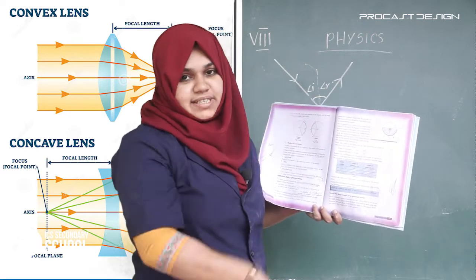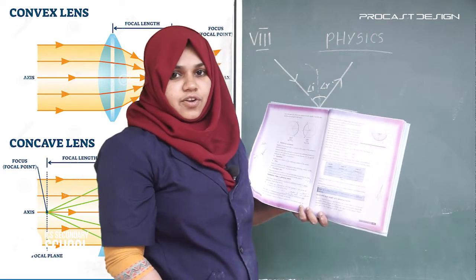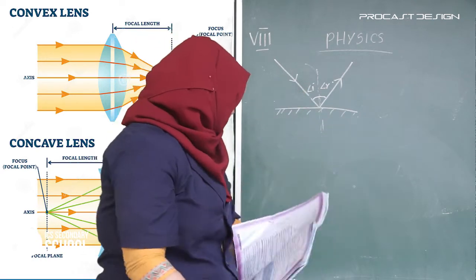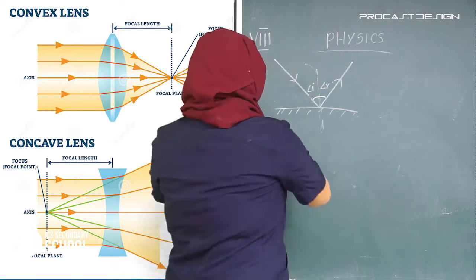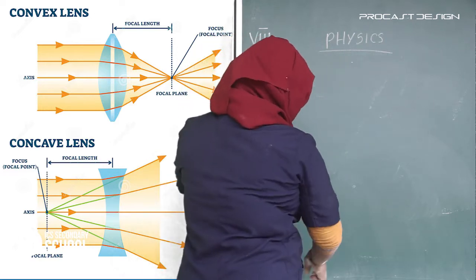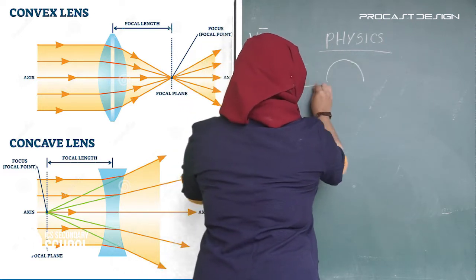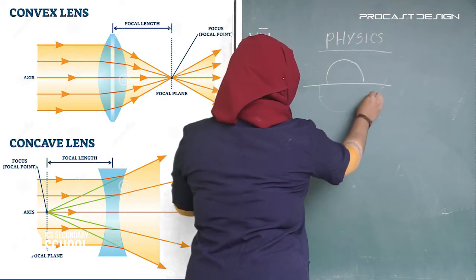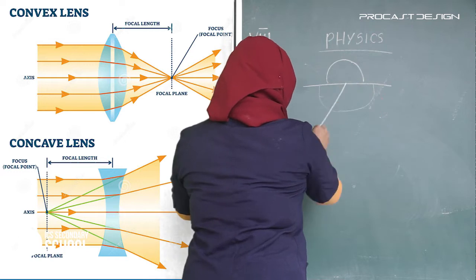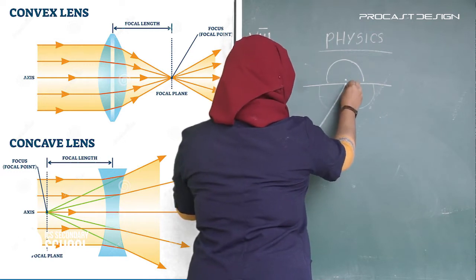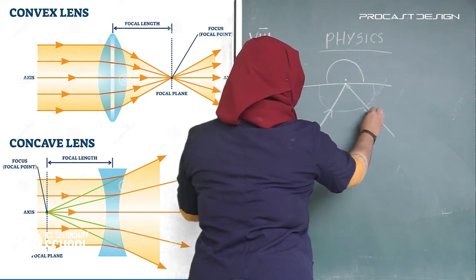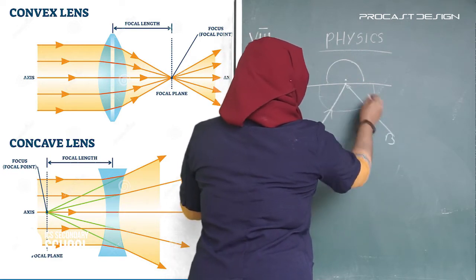At that time it will be reflected. It reflects along OB, like that. Draw the protractor also, AO. This is the midpoint O. So the incident ray is AO and the reflected ray is OB.